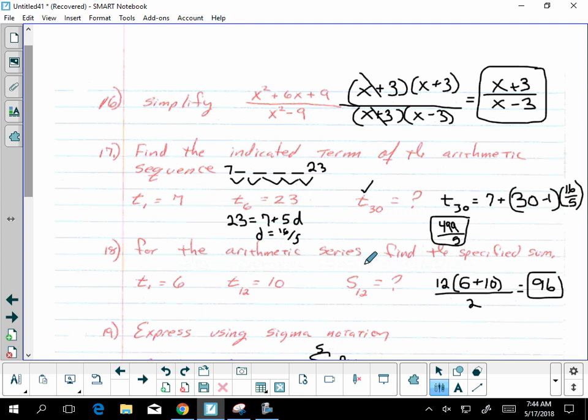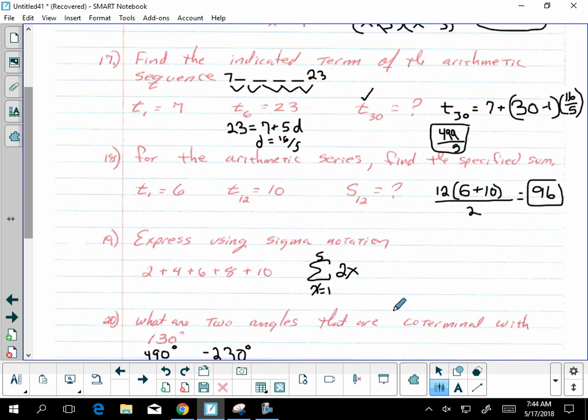On this one, we have a series. It means that we're going to be adding them up and getting a sum. They tell us our first and our last term, and they want to know the sum of those 12 terms. So 12 times your first plus your last, all over 2, and you get 96.